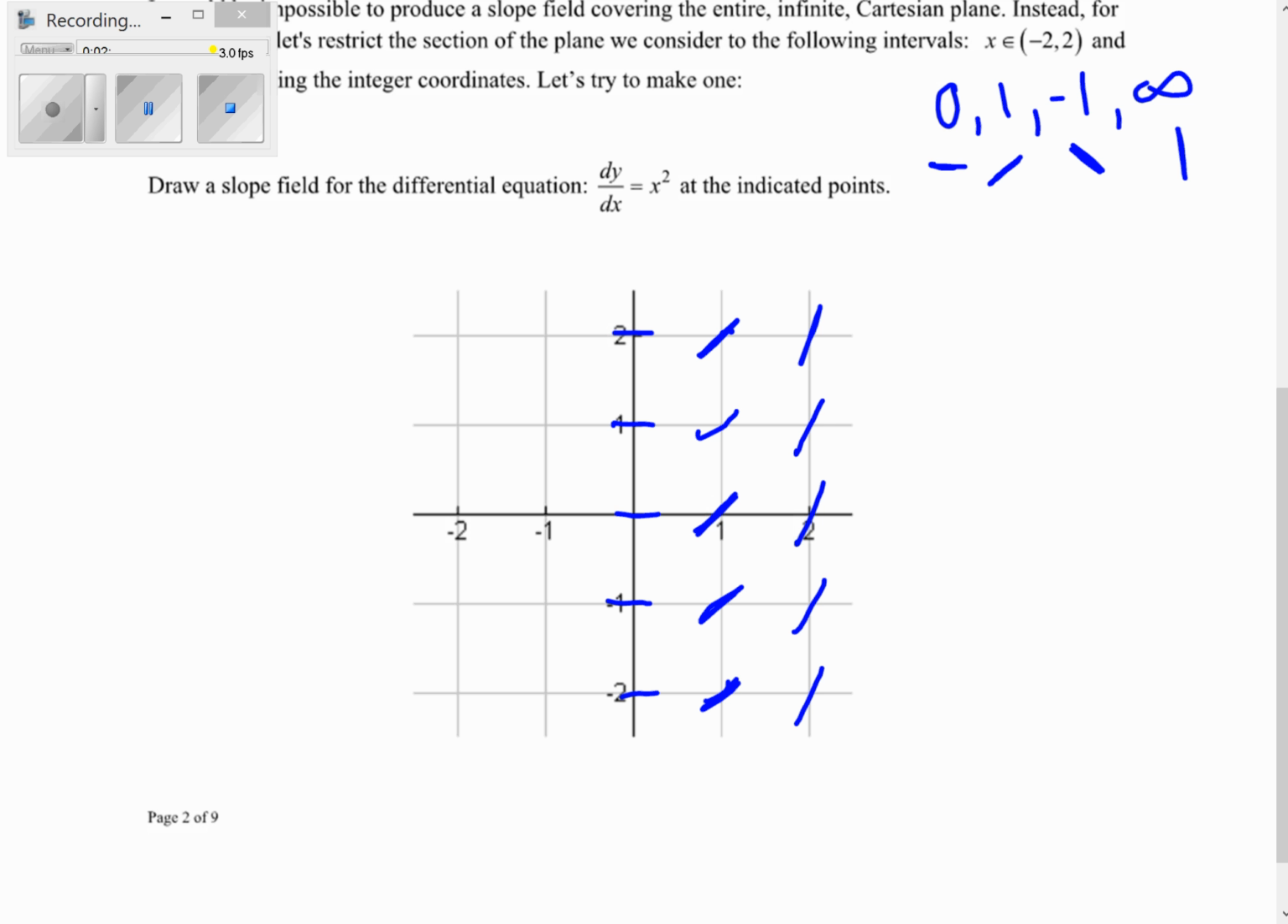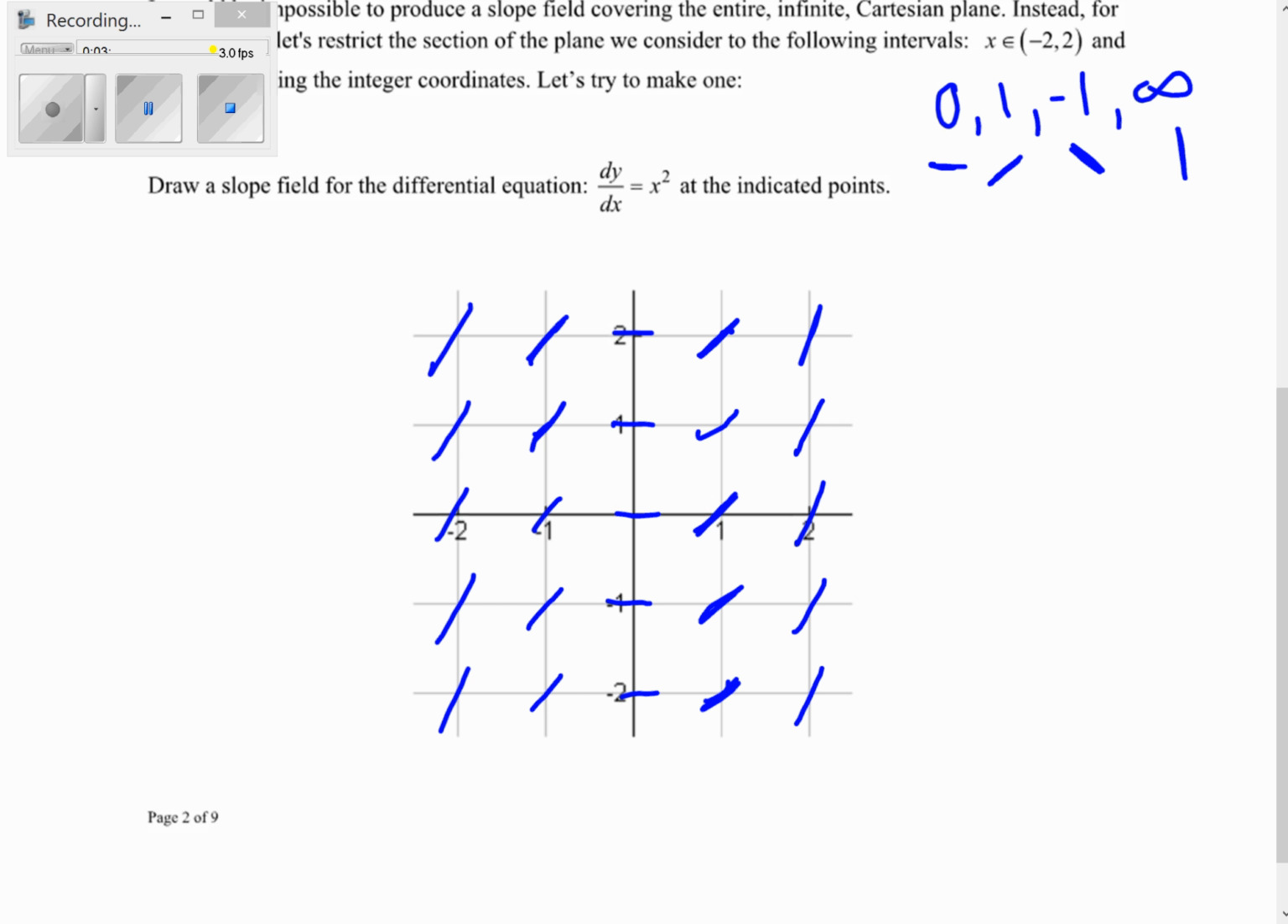If we plug in -1, we again get a slope of 1. So that's my 45-degree angle. And plug in -2, and we get our slope of 4, which I'm going to try my best to keep the same steepness. It's not really the same, but it's close enough. You can clearly see it's more than my slope of 1. So this slope field is a field of the solution curves.